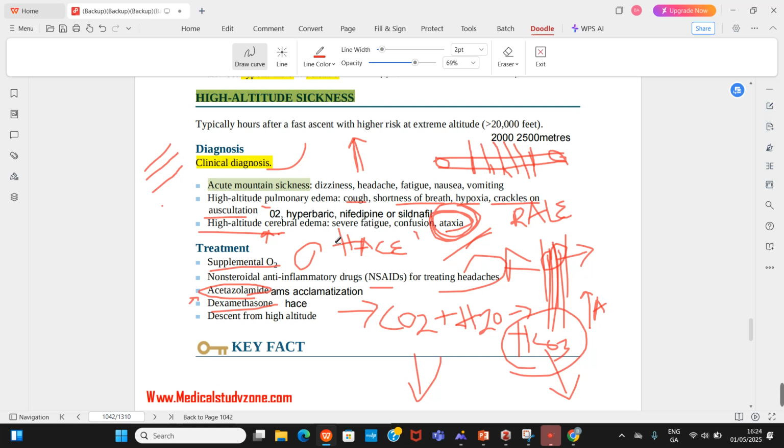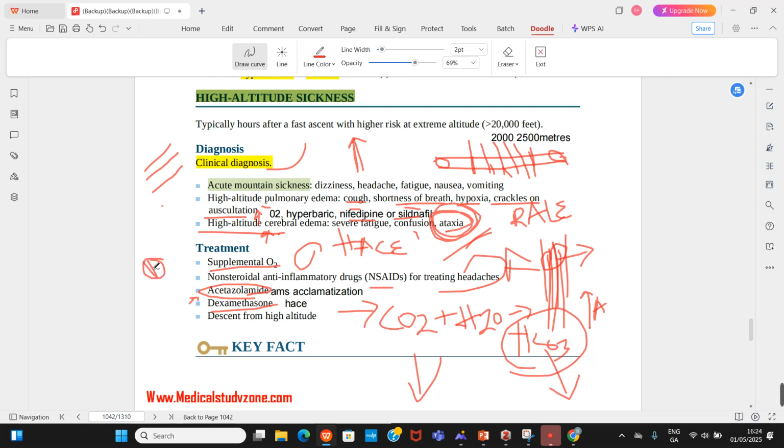Another drug that we should not forget is nifedipine or sildenafil. This one is very good for people with HAPE, because don't forget, the problem in HAPE is that the vessels are responding to the hypoxia by undergoing vasoconstriction. We don't want that vasoconstriction to happen. So I'm going to vasodilate the lung, I'm going to vasodilate the vessels. So it makes sense for me to give nifedipine, which is a vasodilator, or sildenafil, so that I can prevent pulmonary hypertension from happening.